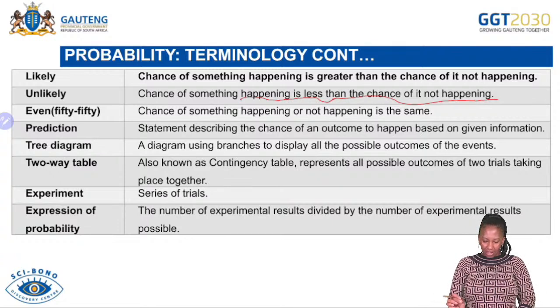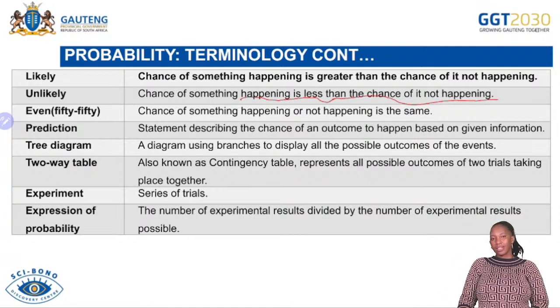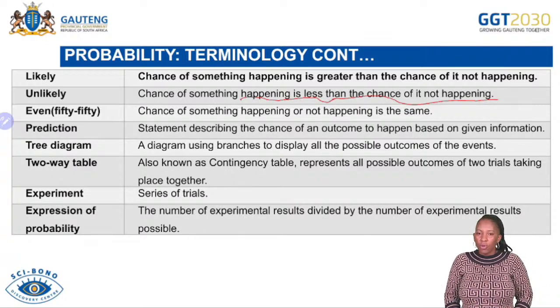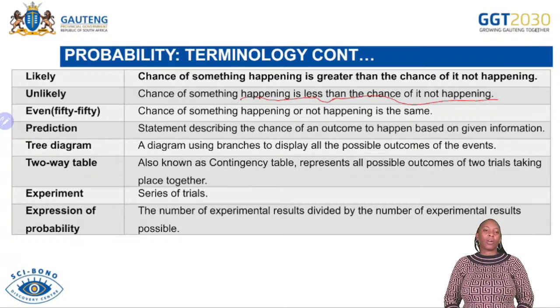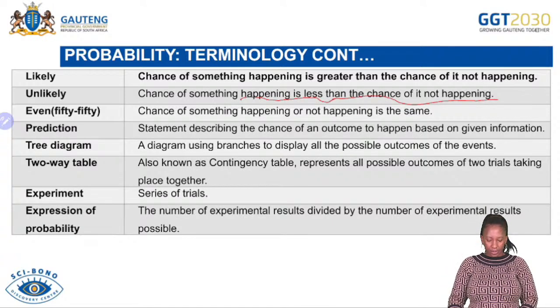Prediction, we say it is the statement describing the chance of an outcome to happen based on given information. Boys and girls, we know that when we play Lotto, it's predictions, because we don't know which numbers are going to come out. So you just make a bet, then you place the numbers. So it's predictions. You predict because you don't know. You predict that these outcomes or these numbers are going to come out. That is the prediction. We are not sure, but we are just predicting.